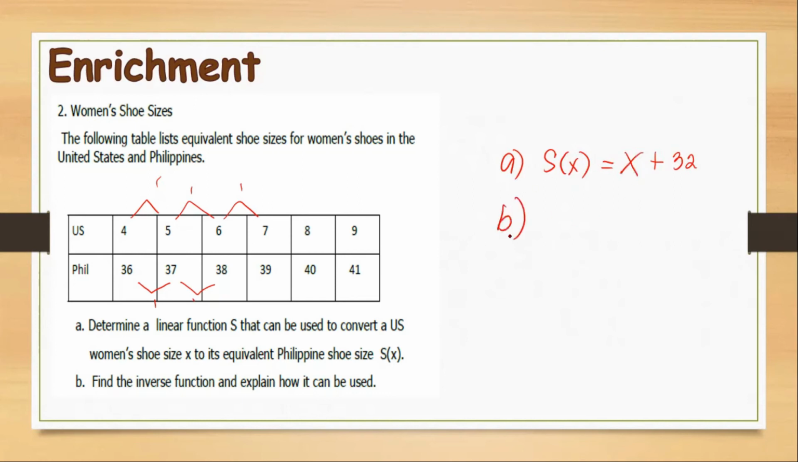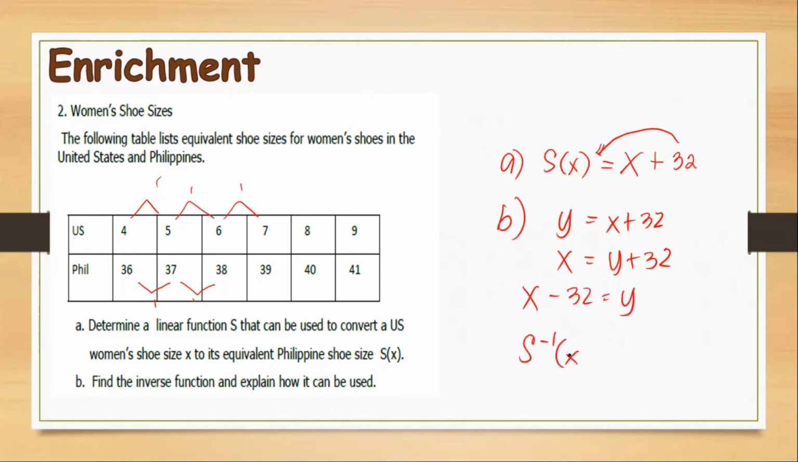So let's continue. For B, find the inverse of the function and explain how it can be used. So the inverse of the function, 32 will be put here. That's S of X. Let's follow the solution first. So we have y equals x plus 32. And so x equals y plus 32. And x minus 32 equals y. And so the inverse of the function must be x minus 32.